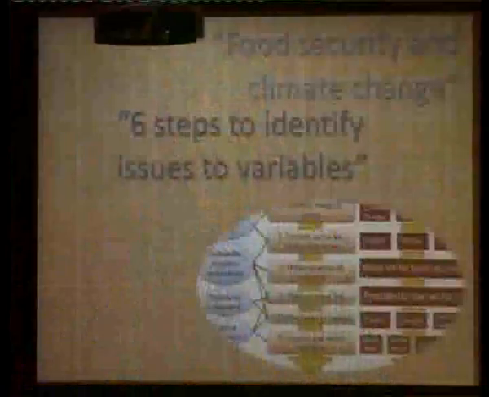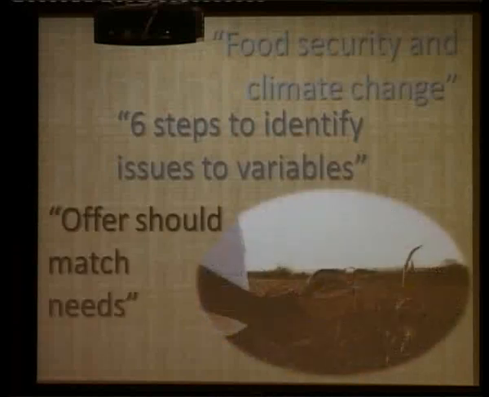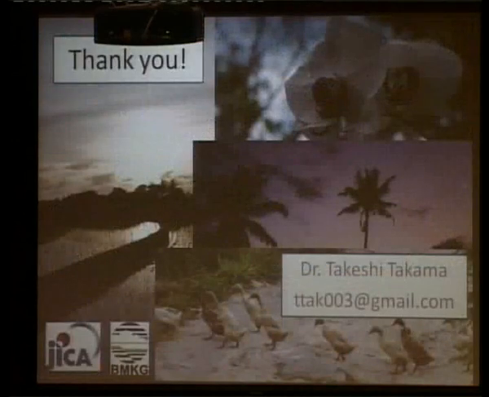So there are 3 things I talked about today. Food security and climate change are happening. And I showed 6 steps to identify the vulnerability. Then, as an implication, the offer should be matched to the need. Thank you very much.